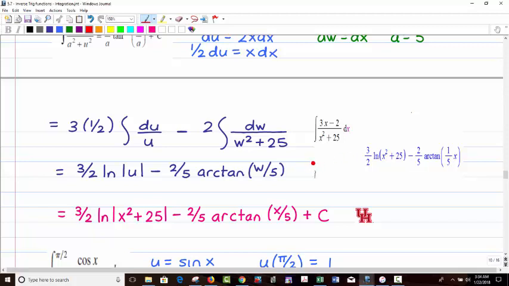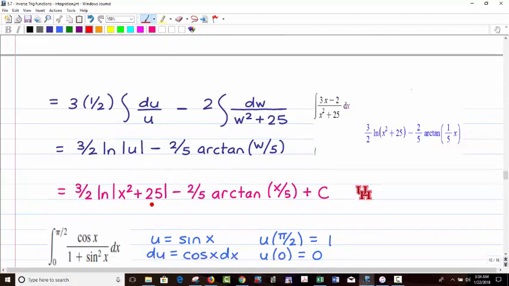So let's see what we have here. So it's 3/2 natural log of the absolute value of x squared plus 25, minus 2 over 5 arctan of x over 5 plus c.